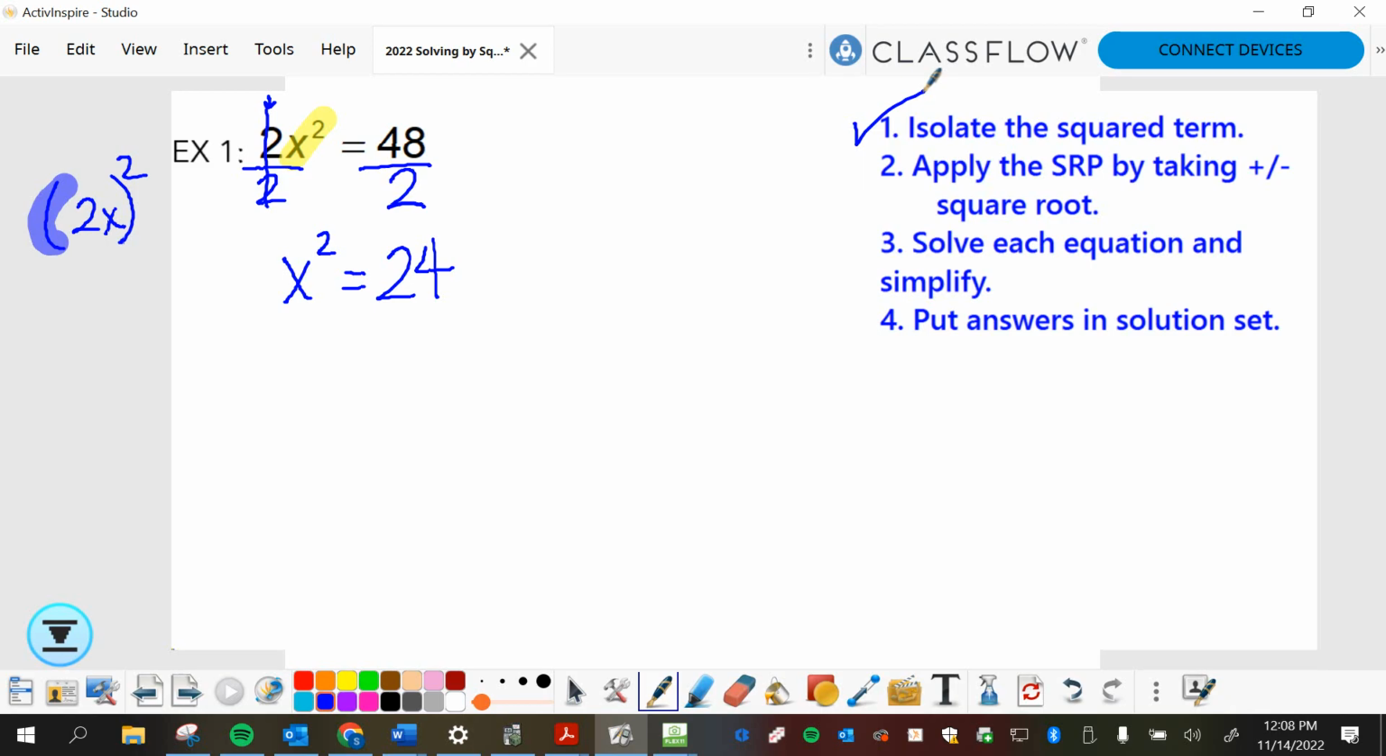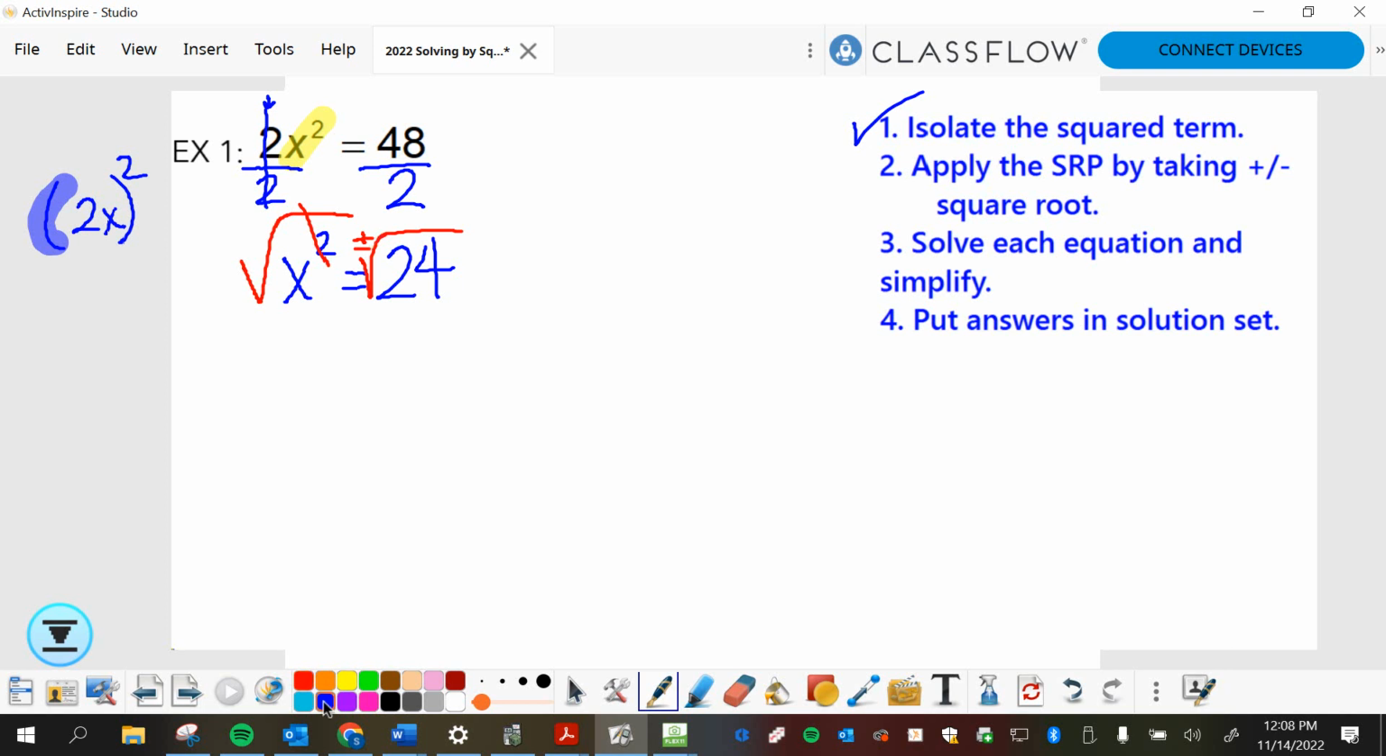Okay? Step 2, apply the square root property by taking the positive and negative square roots. So now, in order to get x by itself, I got to square root that to cancel out my squared, right? And then I come over here, and when I draw a square root for 24, I need to include the plus or minus. That's how you know that you have technically 2 answers there, right?